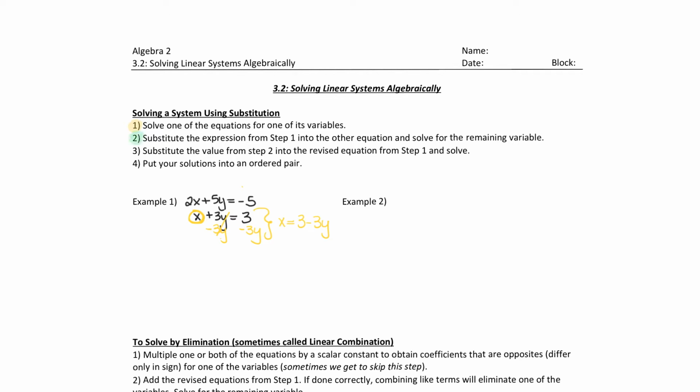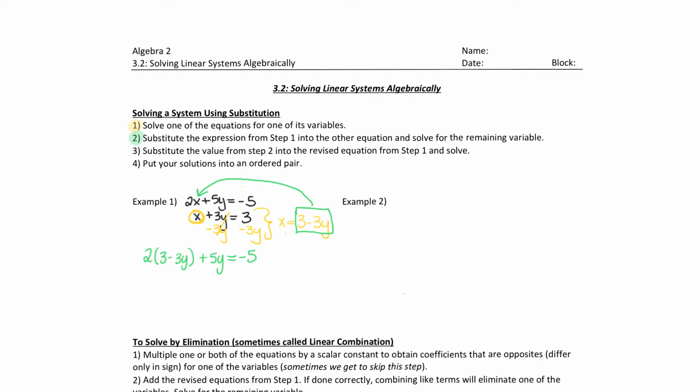Step 2, let's do that one in green. What I'll need to do then is take this expression for x, where x is equal to 3 minus 3y, and substitute 3 minus 3y in for x in my other equation. So I will have 2 times x, which is now going to be replaced with 3 minus 3y, plus 5y equals negative 5. Once you have that equation all substituted in, make sure and double check that you only have one variable.